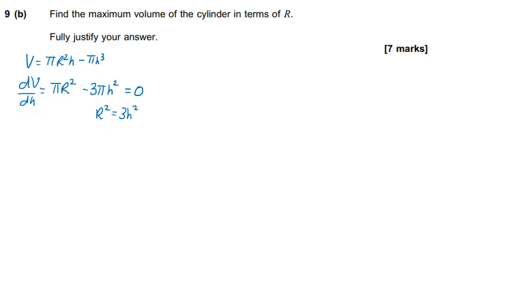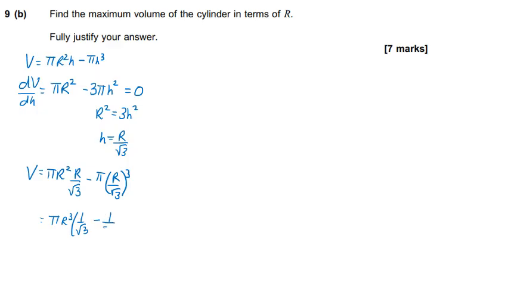So we get r squared is equal to 3h squared. And dividing by 3 and taking the root, we're going to get h is equal to r over root 3. So if we then substitute that back into the volume formula and simplify everything, the first term is going to be pi r cubed times 1 over root 3. And then the second term also has a pi r cubed, and then we've got a factor of minus 1 over root 3 cubed. So that's going to give minus 1 over 3 root 3.